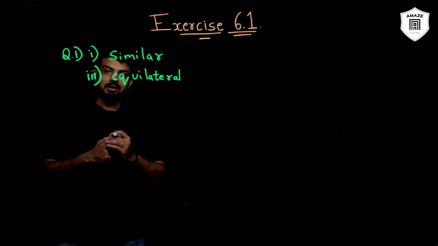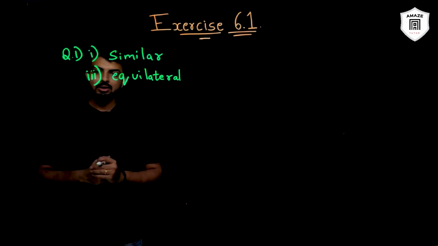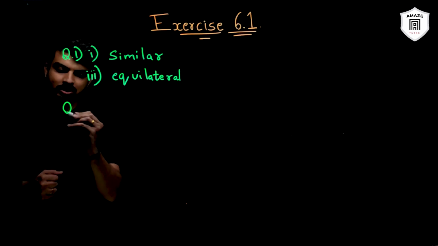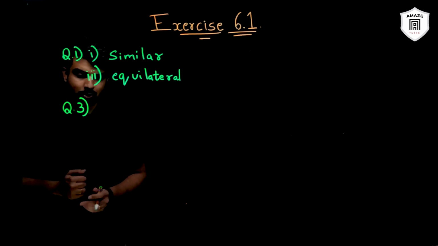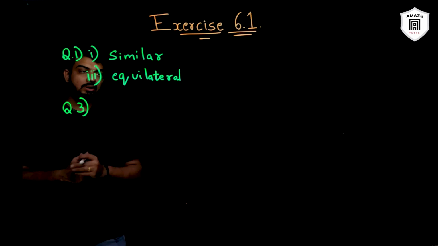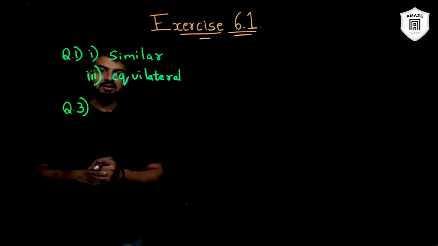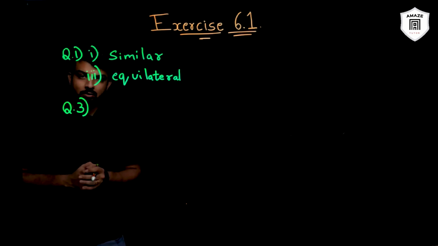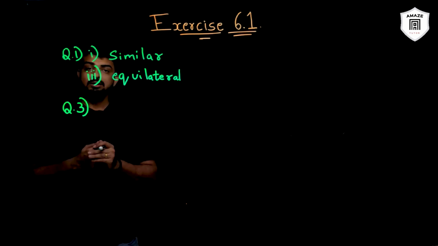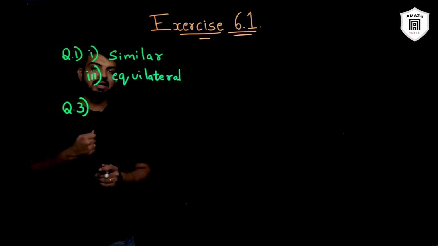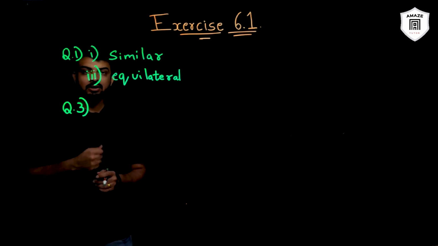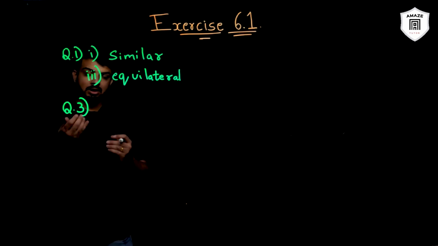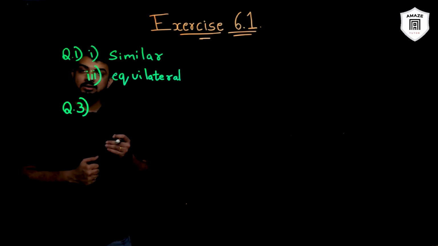Now the next important question, the objective type question, is question number 3. They have asked here, state whether the following quadrilaterals are similar or not. So we are given the following quadrilaterals and we have to state whether they are similar or not. For similarity we have seen two conditions, so let's see if both of them are satisfied or not. Otherwise, if not satisfied, we will state that they are not similar.